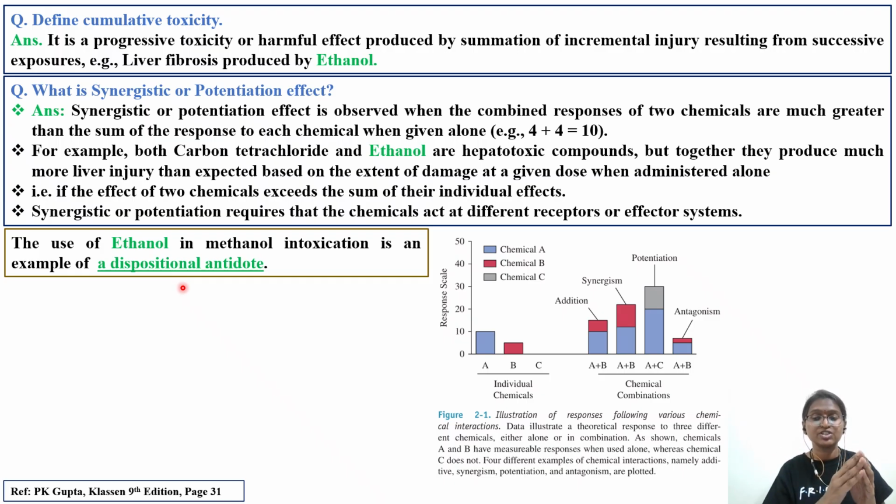What does the physician do in the emergency department? He will try to treat the patient with methanol poisoning by administering ethanol, alcohol. Why? Because both ethanol and methanol are metabolized by the same enzyme, alcohol dehydrogenase. So both compete for this enzyme. The alcohol dehydrogenase will metabolize ethanol and not methanol. As a result, methanol is not converted to its toxic metabolite, formic acid, which causes blindness.